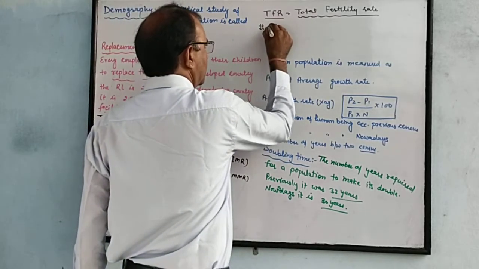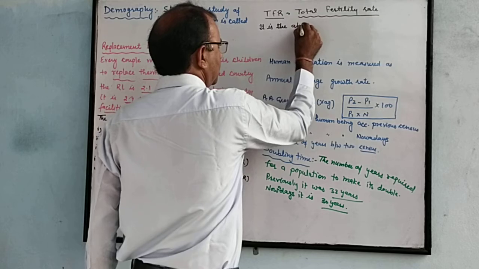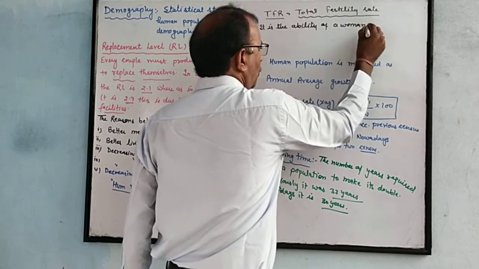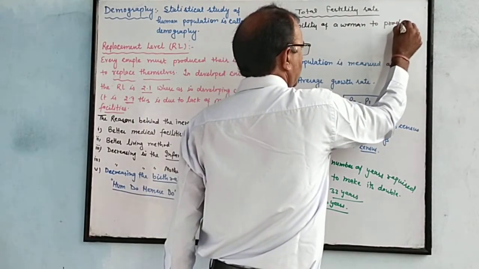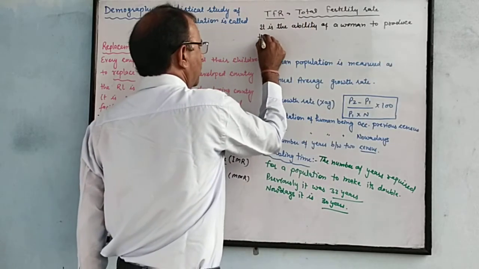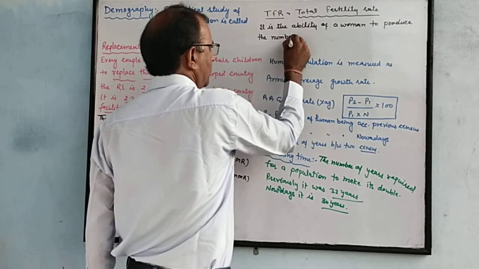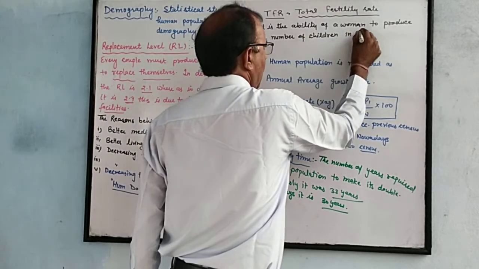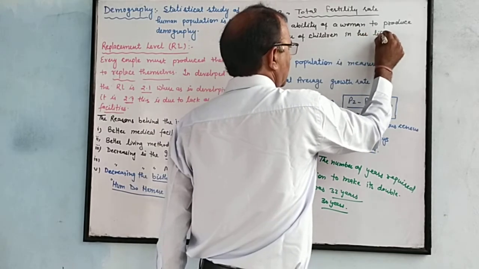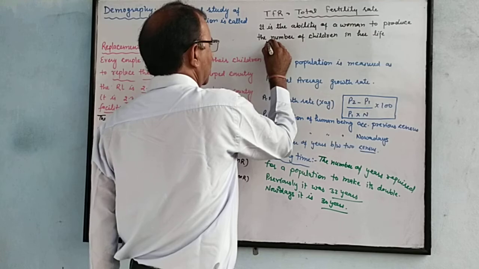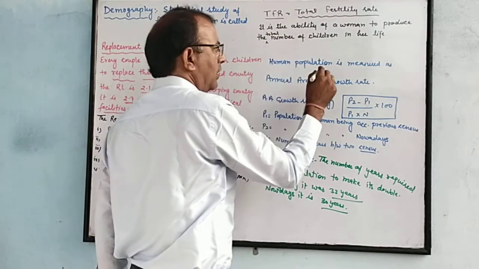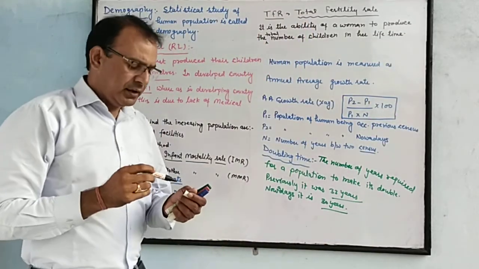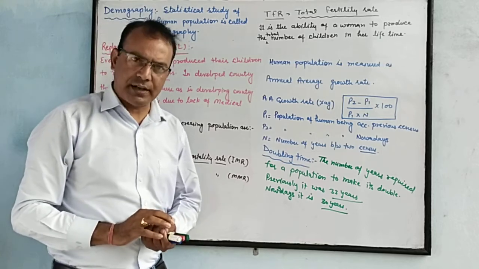It is the ability of a woman to produce the number of children in her lifetime. The total number of children in her lifetime. That is called total fertility rate. In the next part we will discuss some contraceptive methods.